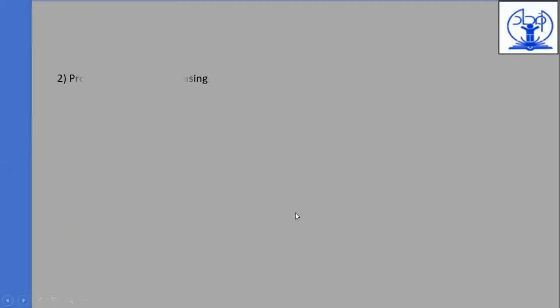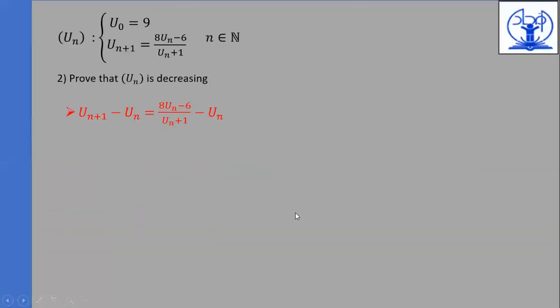Next part, prove that u_n is decreasing. To prove that u_n is decreasing, we need to find u_{n+1} minus u_n. And that's (8u_n - 6)/(u_n + 1) minus u_n. Simplifying the expressions, this will be (-u_n² + 7u_n - 6)/(u_n + 1). You have to convince me that this expression is what? Negative, because I'm proving that the sequence is decreasing. How can we do this?